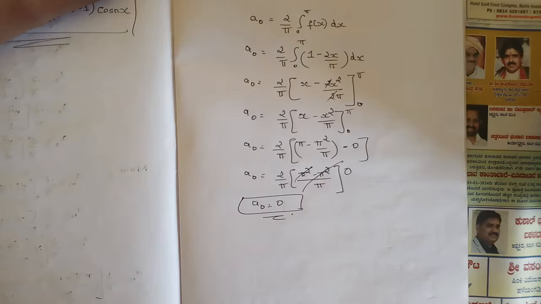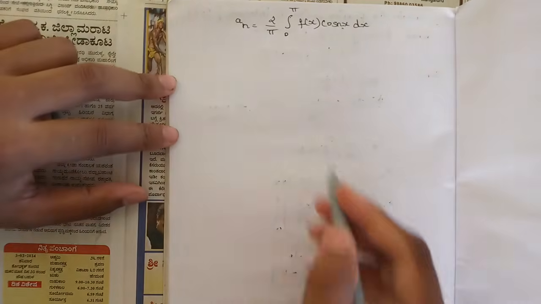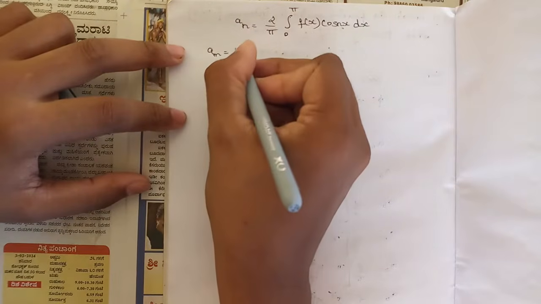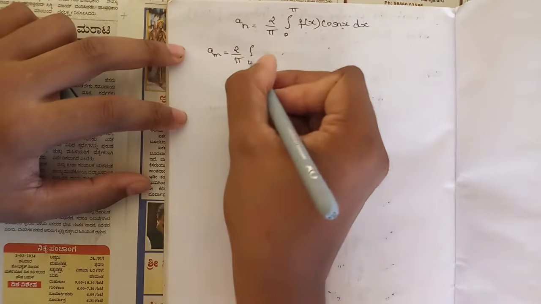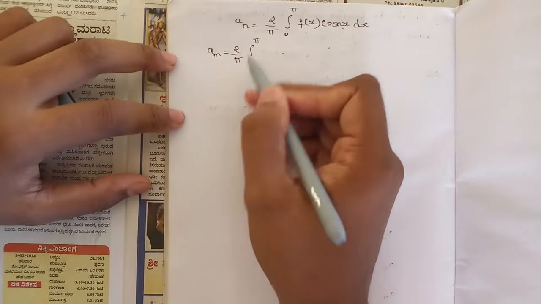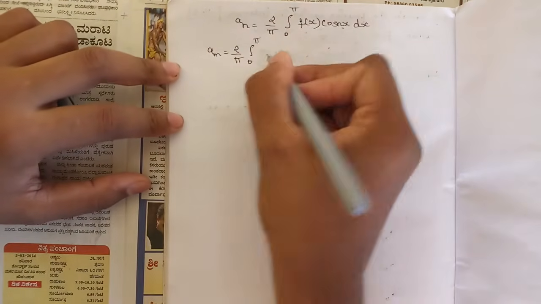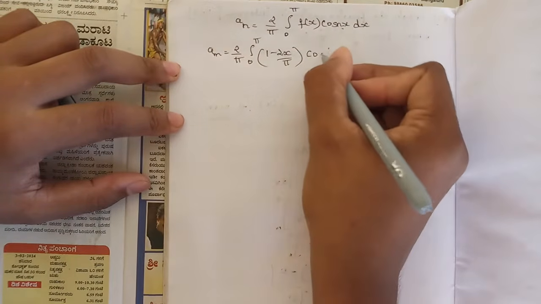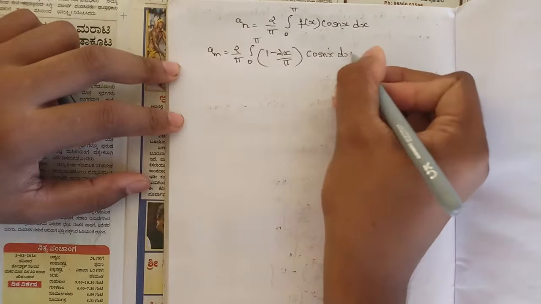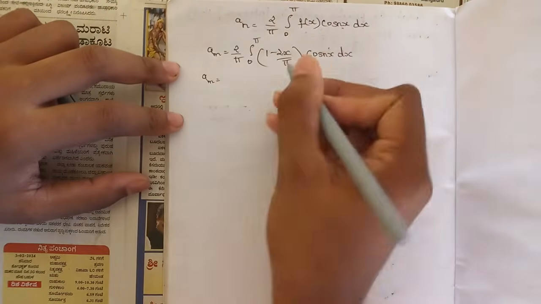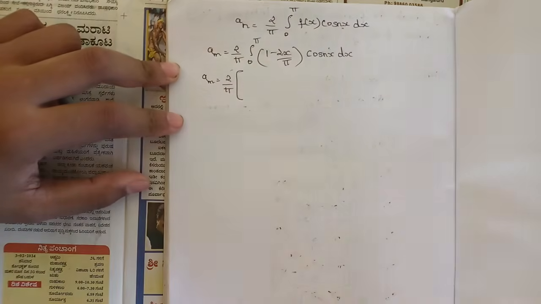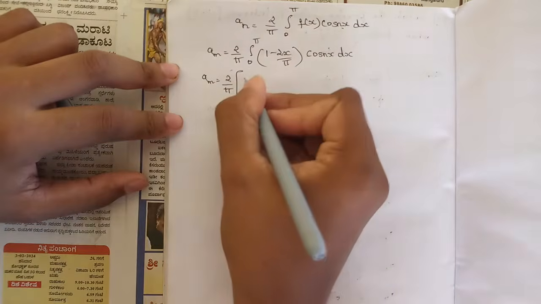Similarly, we'll find an. This is the formula for an. We'll substitute the f of x value. Same thing, from 0 to pi, so we need to consider 1 minus 2x by pi into cos nx dx. Now there are two functions, so we can use Bernoulli's rule. I said Bernoulli's rule is applied in nearly all the problems, so now we'll apply it.